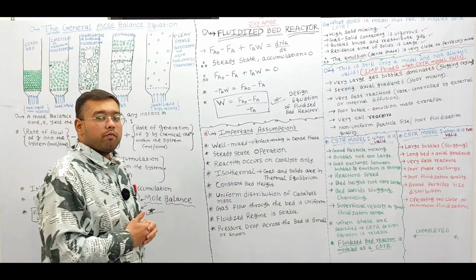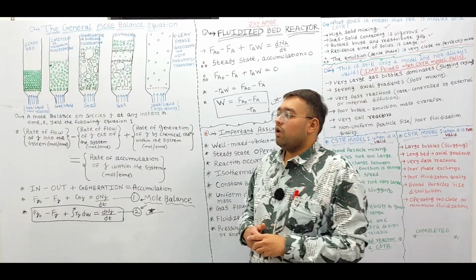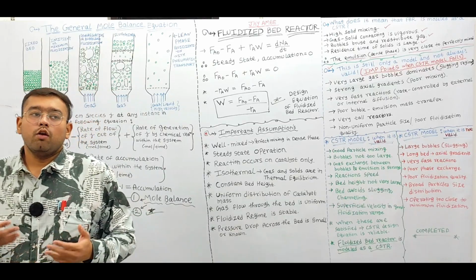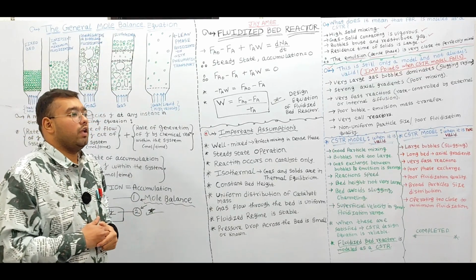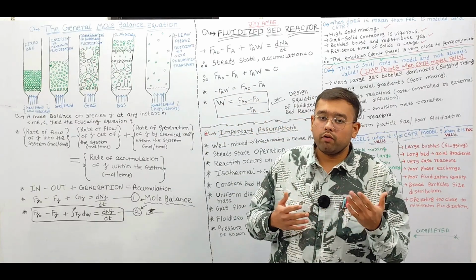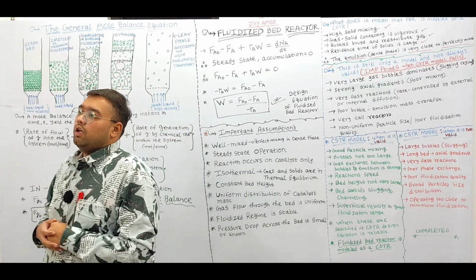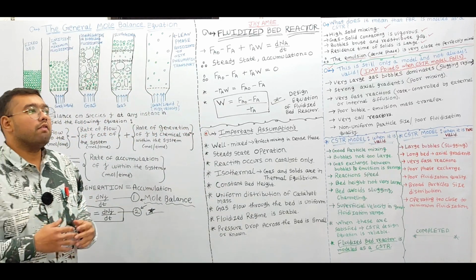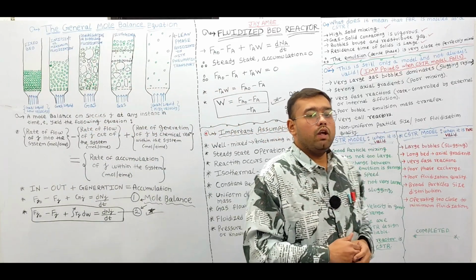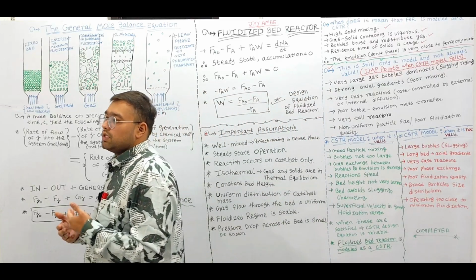So for minimum fluidization velocity, we also have three cases. The first case is, what if the velocity of the flowing fluid is below the minimum fluidization velocity. The second case is, what if the velocity of the flowing fluid is equal to the minimum fluidization velocity. The third case is, what if the velocity of the flowing fluid is higher than the minimum fluidization velocity, right? So these are the three cases important to understand.